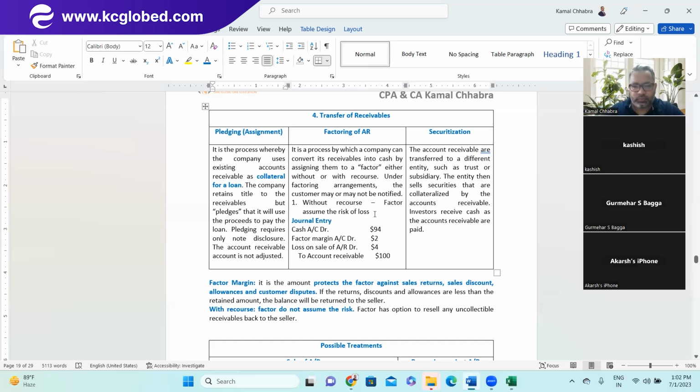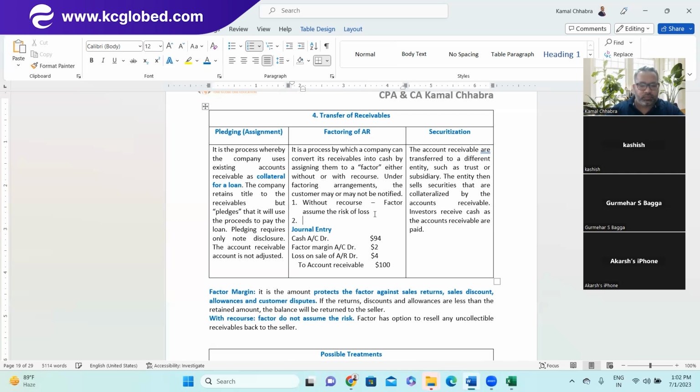Sir, in both cases the journal entry would be different, right? No, the journal entry will be the same. But in case of actual loss, you need to make an additional journal entry if it is with recourse. Right. Okay.